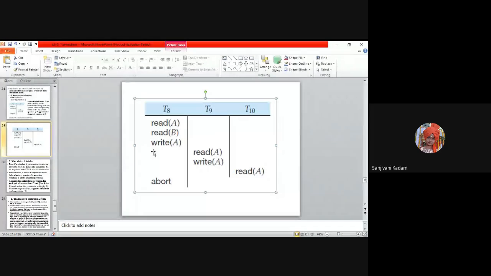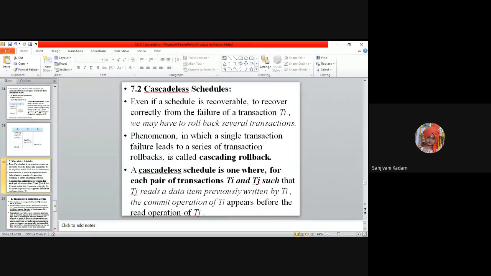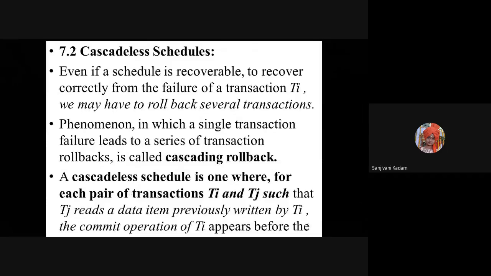So such schedules are called cascading rollbacks. When multiple transactions need to be rolled back, this is called a cascading rollback. A phenomenon in which a single transaction failure leads to a series of transaction rollbacks is called cascading rollback. So we need to avoid this.